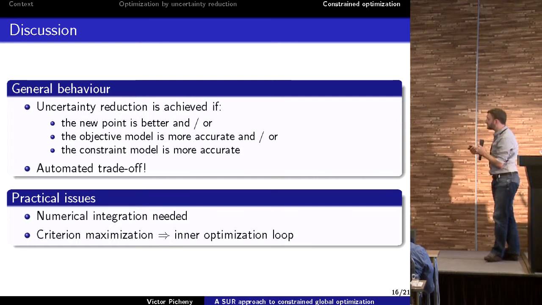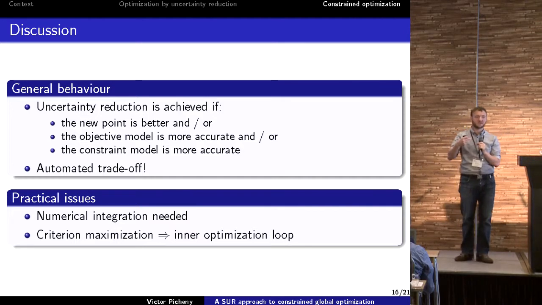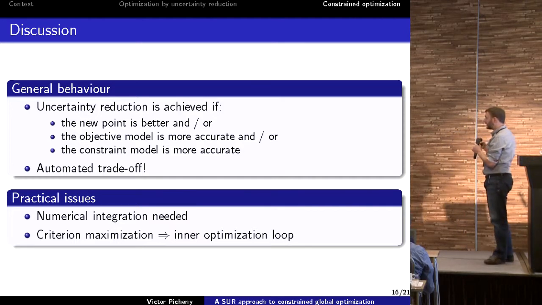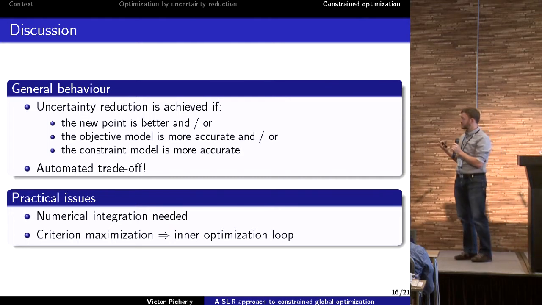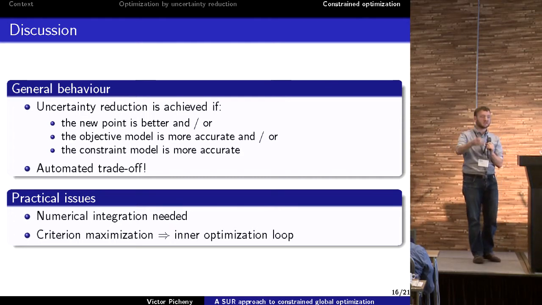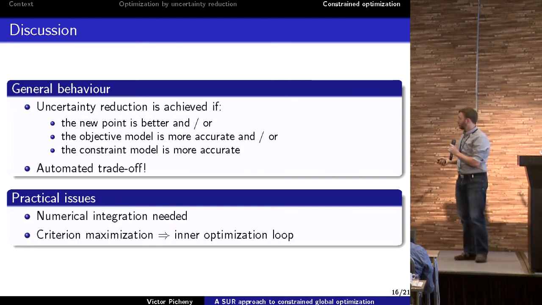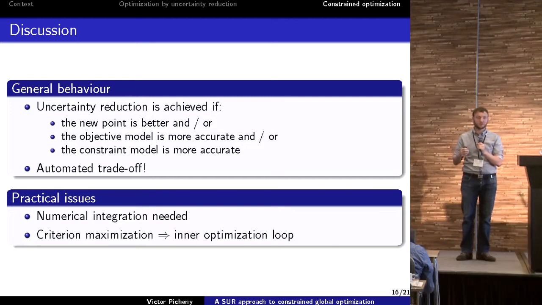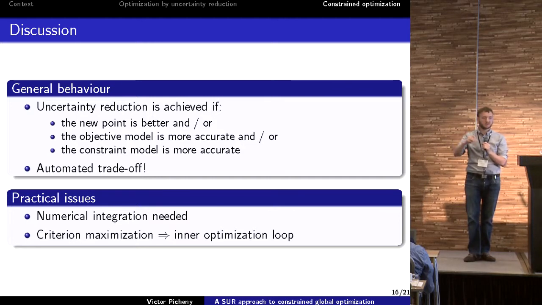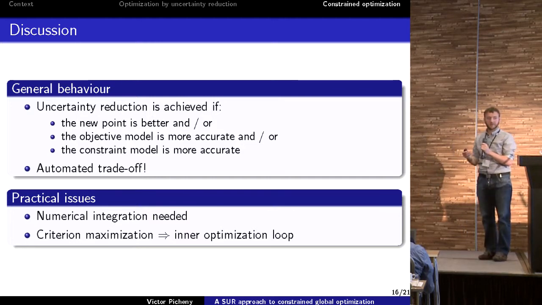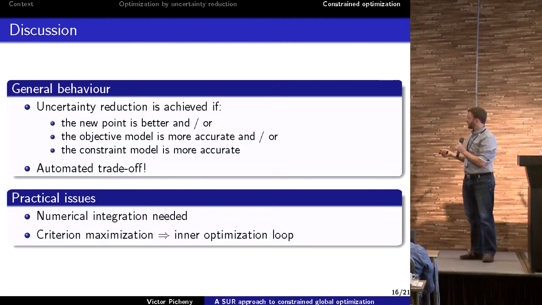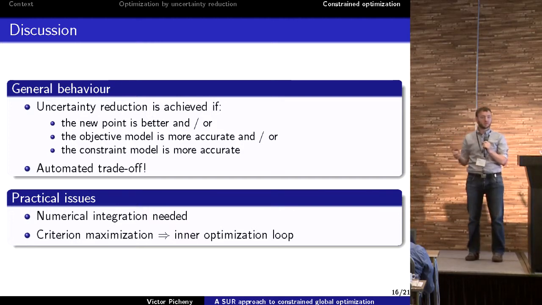So how does it work? We do stepwise uncertainty reduction. How are we going to reduce the uncertainty? We can reduce it in three ways. We reduce it if the new point is better, then you lower your threshold, so you have smaller probabilities. But you also reduce the uncertainty because you do learning: you add an observation, your Gaussian process is more accurate, and you reduce your uncertainty. And you do that on the objective model and on the constraint model. Dealing with this volume of excursion is all automated.